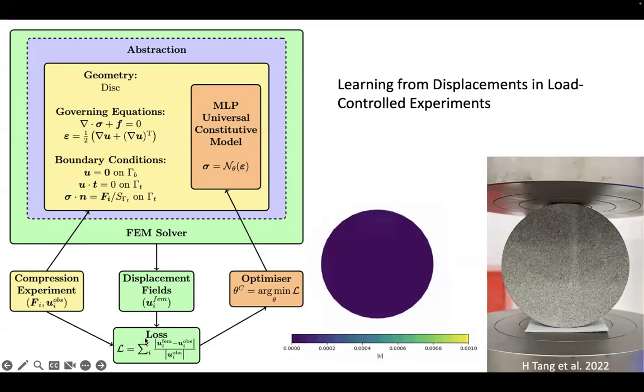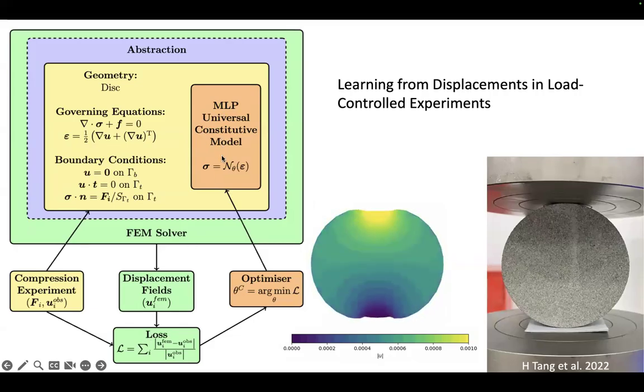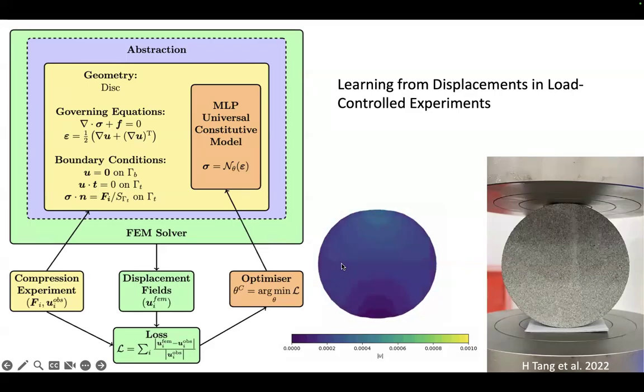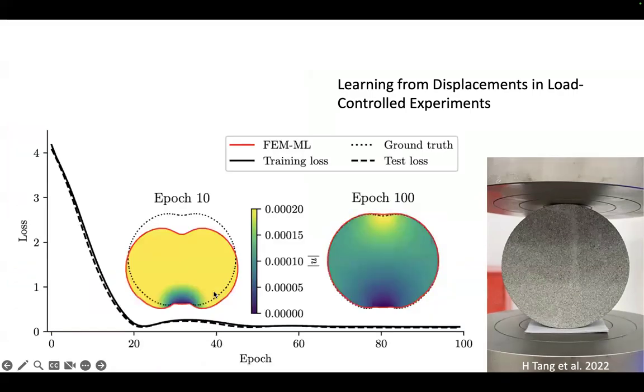So in this case, again, we want to find the constitutive model. And instead of using forces, we use the experimental displacement fields and the displacement field that is given in output from the FEM solver with this embedded machine learning model. And again, here we are able to train this model with just 6 fields of displacements. Here you can see an example.